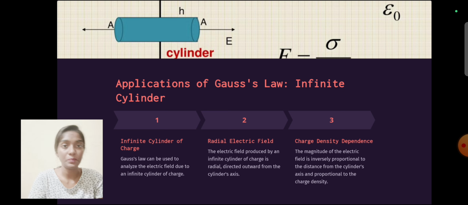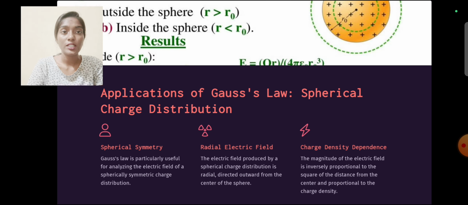Application of Gauss law in spherical charge distribution. Spherical symmetry. Gauss law is particularly useful for analyzing the electric field of a spherically symmetric charge distribution. Radial electric field. The electric field produced by a spherical charge distribution is radial, directed outward from the center of the sphere. Charge density dependence. The magnitude of the electric field is inversely proportional to the square of the distance from the center and proportional to the charge density.